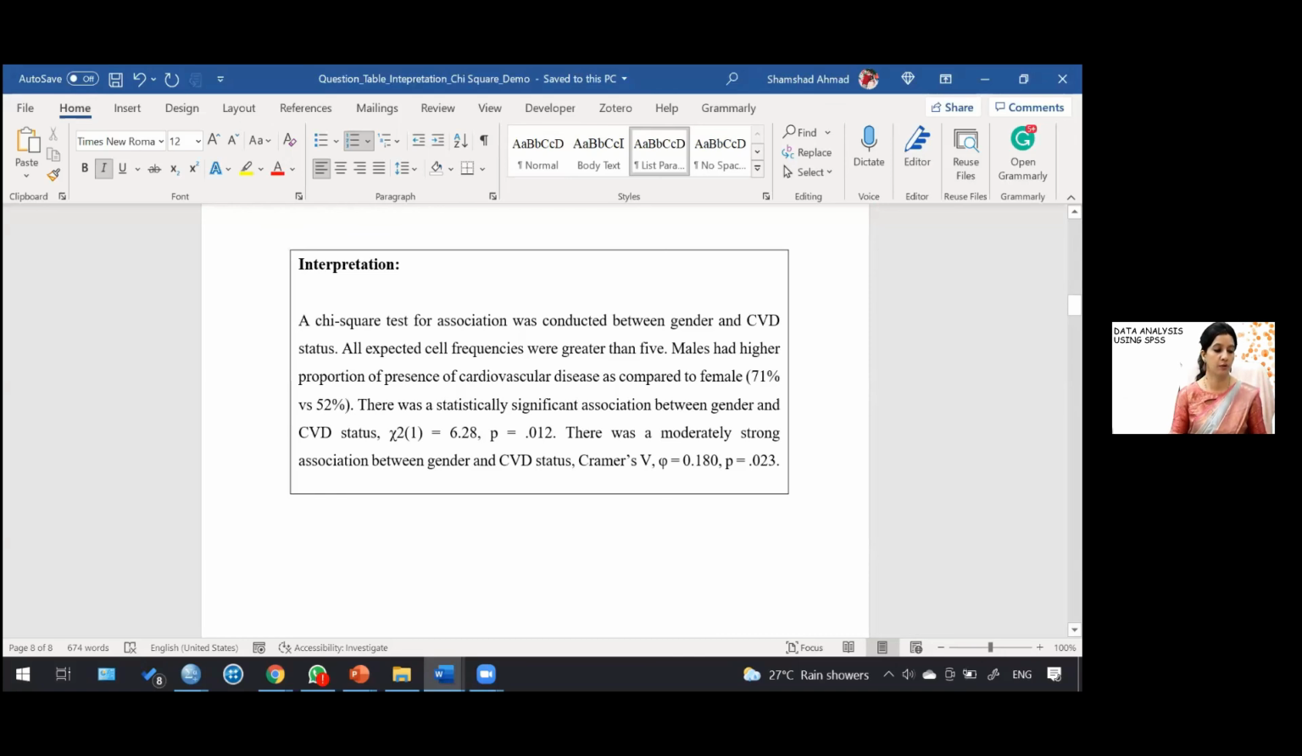So our second question was, Ma'am, excuse me, ma'am. Yes. What is Cramer's V is 0.18 and what is this p 0.023? It shows the value of Cramer's V, that although there can be a case that the association is strong, but that is not significant, right?